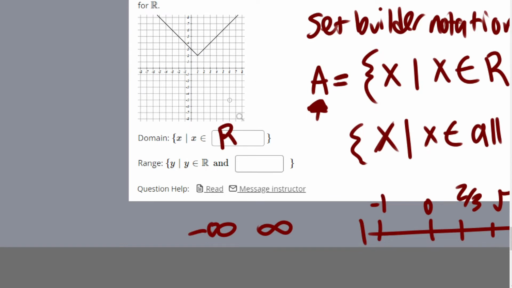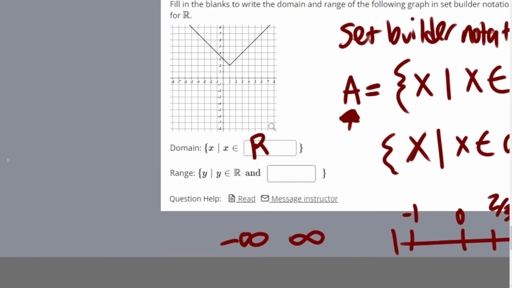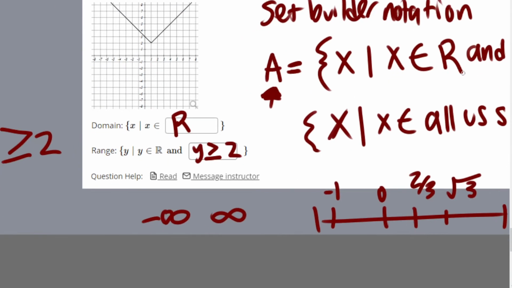Now, our range, we know we can't go below 2. So our y has to be greater than or equal to 2. It already has y as an element of real numbers because it's talking about positive infinity here. But we also need to include that y is greater than or equal to. Don't forget that equal to sign, because 2 is included. And that would be your answer. A common mistake here is that they forget to put the equal to and they just do the greater than.